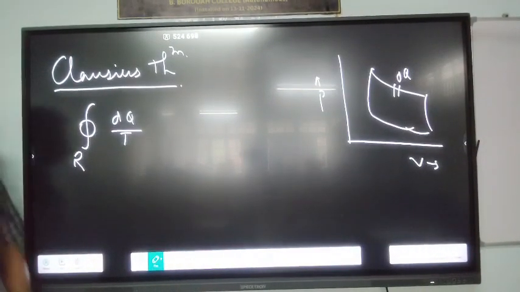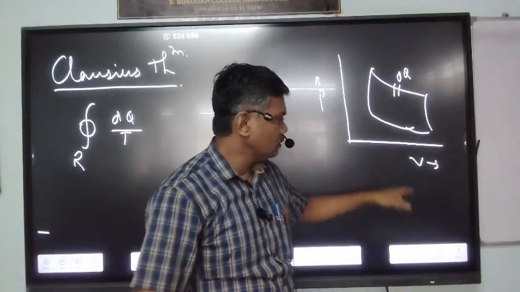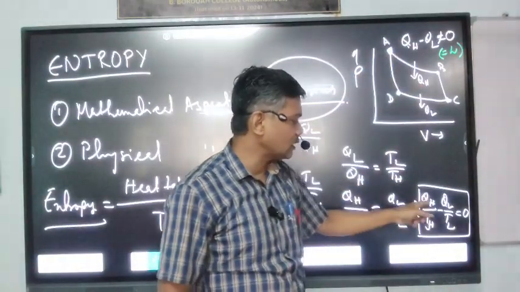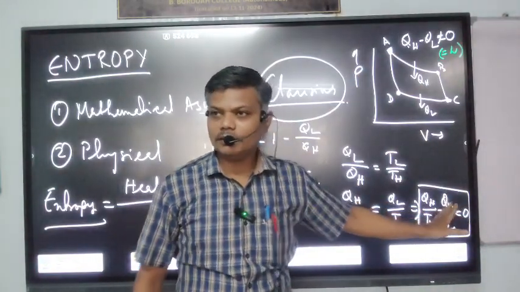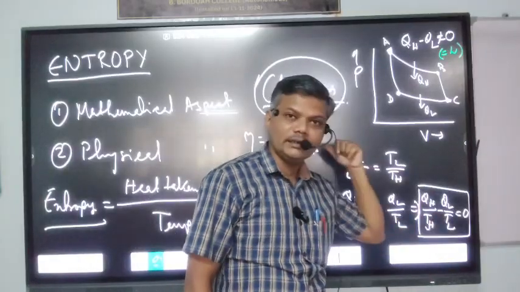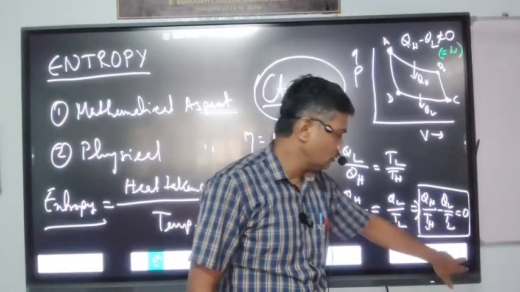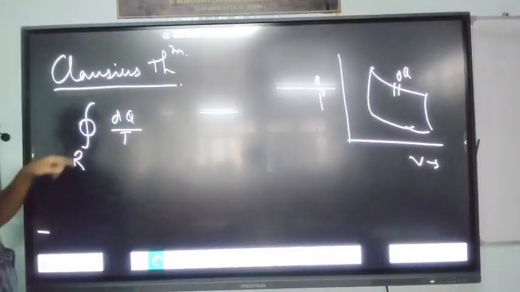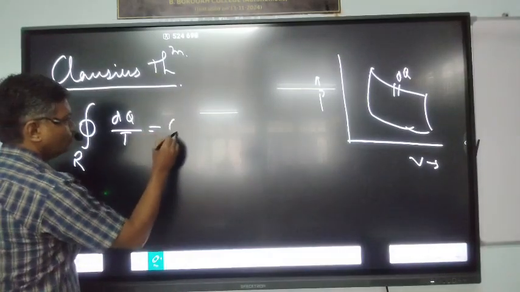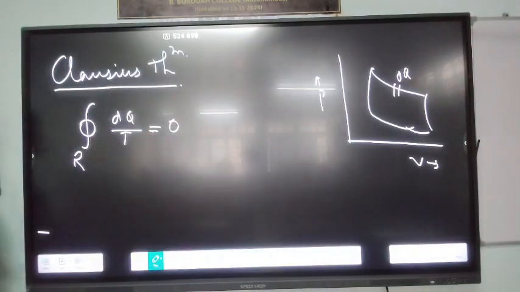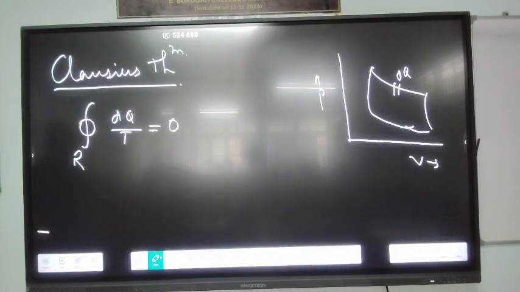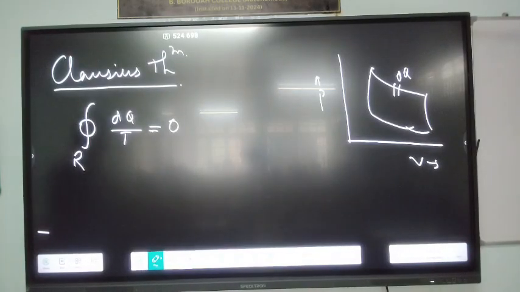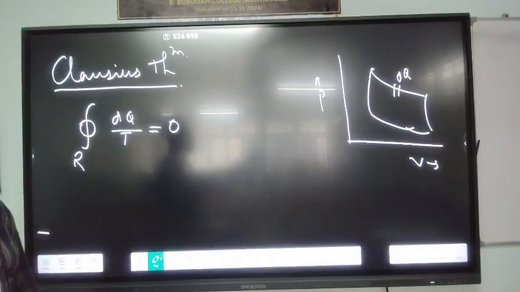And what he found is that for the whole reversible cycle, it is zero. That means this is nothing but the integration of dq by T. So if you integrate dq by T, then it will be equal to 0. For a reversible process, if you do the integration of this dq by T, then it will be equal to 0.